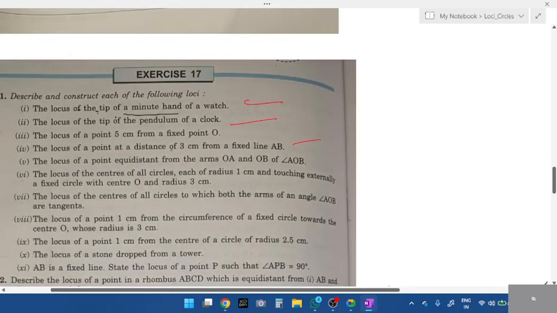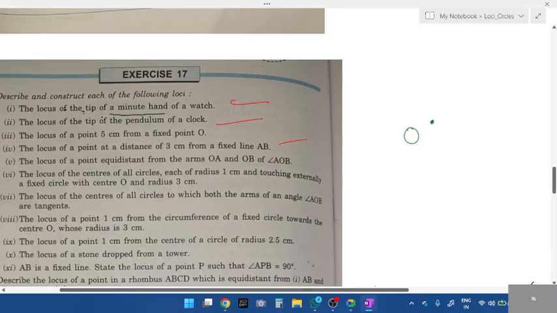Next, the locus of a point 5 centimeter from a fixed point O. Take a fixed point O, and what is the locus value, students? Locus of a point 5 centimeter from a fixed point. From here you take 5 centimeter. I showed you in the beginning 5 centimeter. From here construct a circle. If you construct, it goes in this direction. This is known as locus.